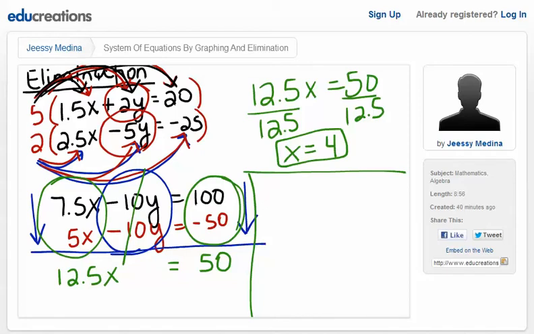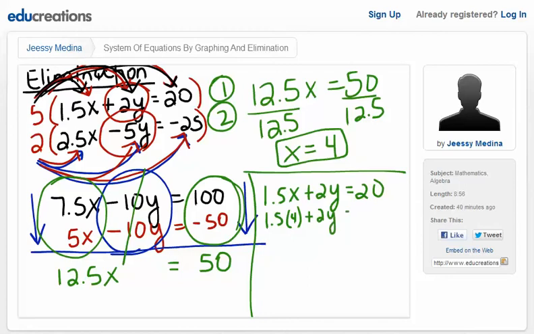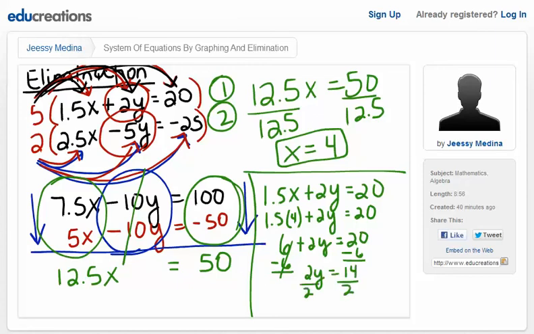And how are you going to solve for the y? Well, you have to pick one of the equations. And it doesn't really matter which one you pick. You can pick the first one, you can pick the second one. So you just go for it. 1.5x plus 2y equals 20. And you're going to plug in x equals 4. And you do your thing. 1.5 times 4 is 6. Yeah, because that's 6 plus 2y equals 20. We subtract 6 from both sides. We get that 2y equals 14. We divide by 2, and we get that y equals 7.